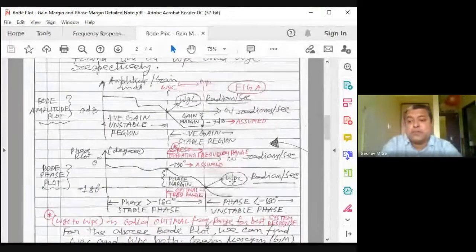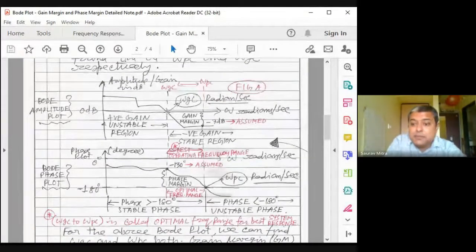PC stands for phase crossover, GC stands for gain crossover, and omega stands for frequency. So from 0 to 50 radian per second, I'm assuming omega PC to be 50. The system is phase stable. Okay, the system is stable. No, the system becomes unstable gain-wise at 10 radian per second.